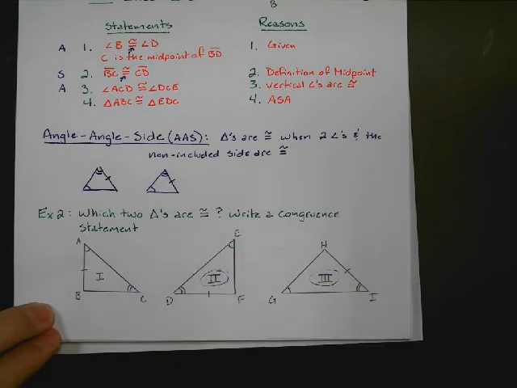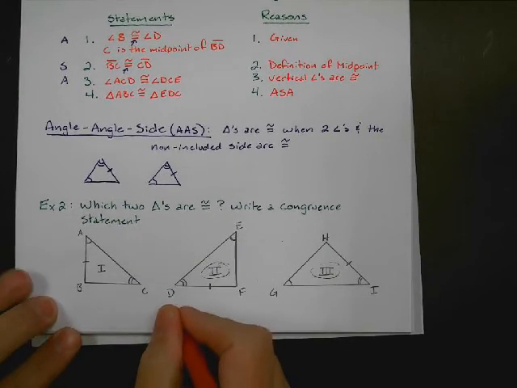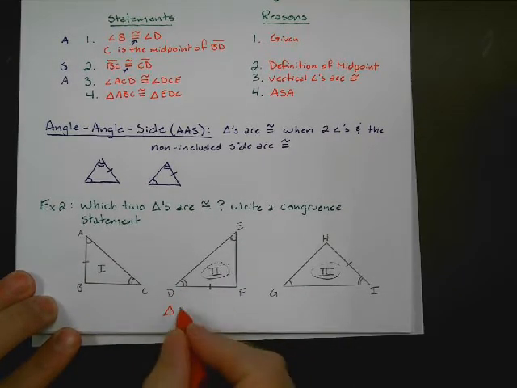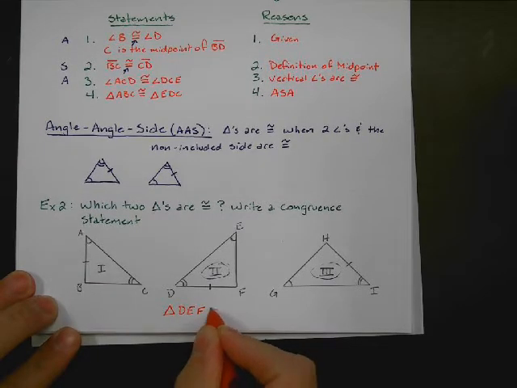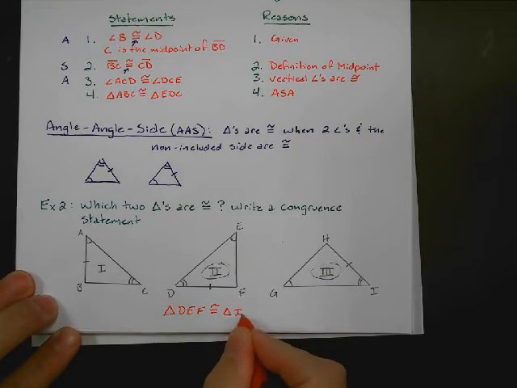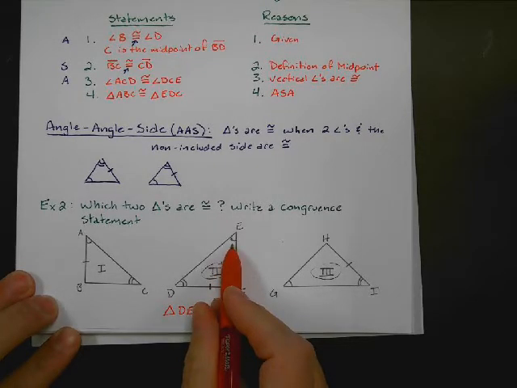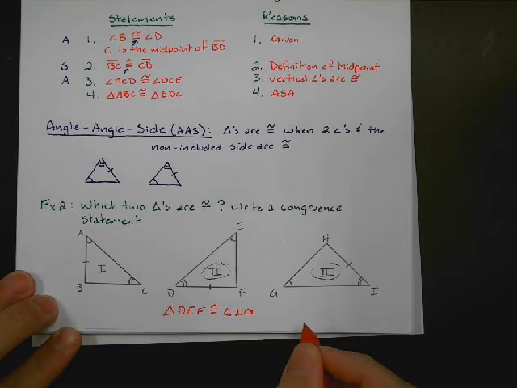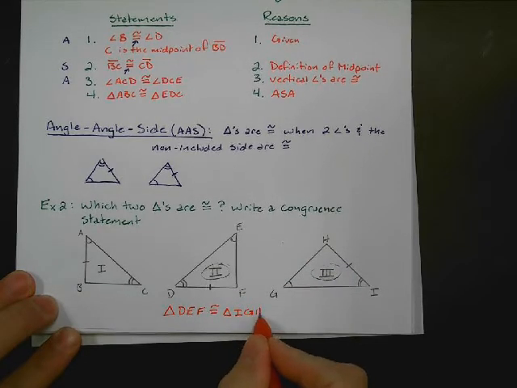Now they want us to write a congruence statement. Remember, the congruence statement, the first triangle you write in any order you want. So I'll just do D, E, F, because that makes sense. Is congruent to triangle. Now the order matters for this one. D had two tick marks, so the corresponding angle has to be I. So I has to come first on this one. Next, E. E had one tick mark, so I have to come over here to G, and that has one tick mark, so they correspond. And then finally, F has no tick marks on it, and H has no tick marks on it. So now everything is set up.